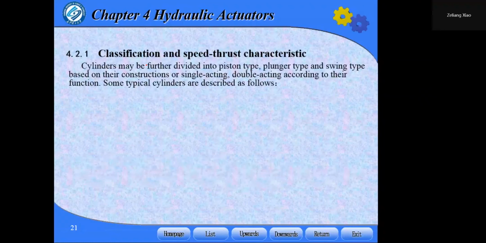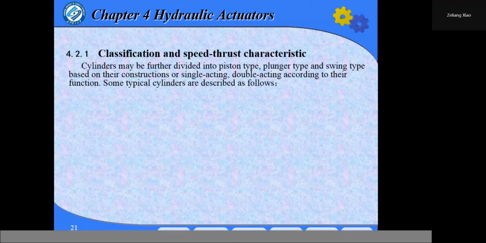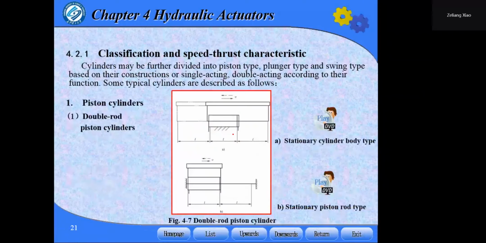So first look at the classification and structure characteristics. Cylinders may be divided into piston type, plunger type, and swing type based on their constructions, and single acting and double acting according to their function. Some typical cylinders are designed as follows. The first one is the piston cylinders.